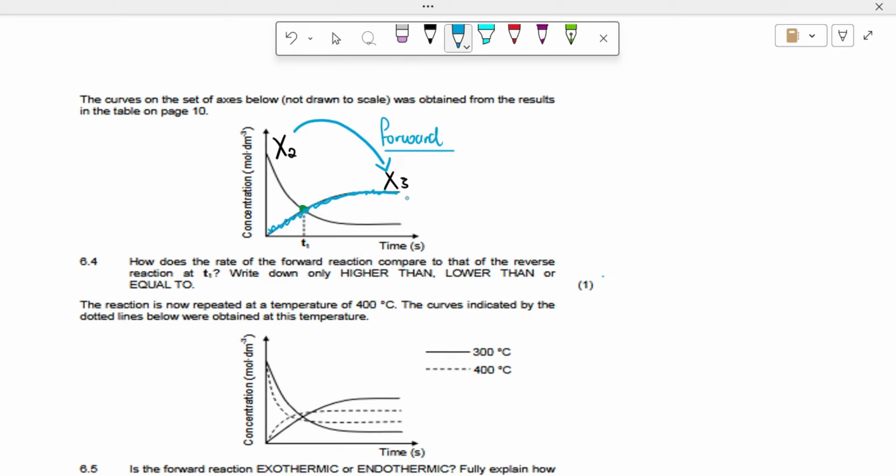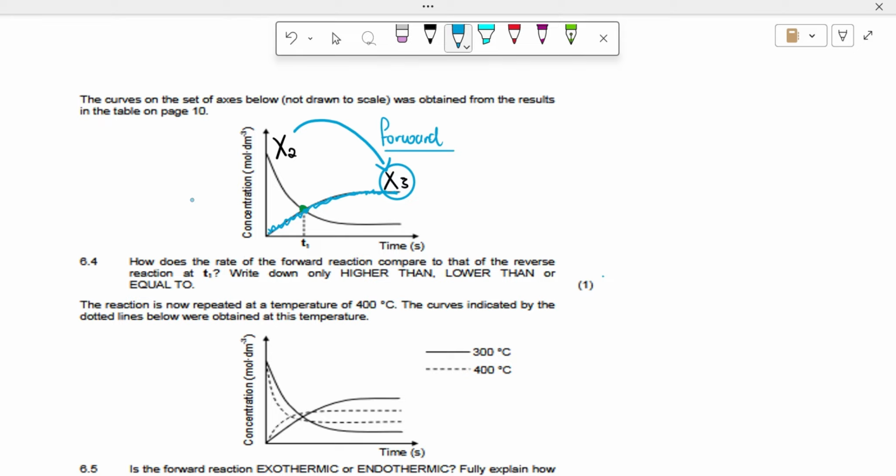So as a result, the rate of the forward reaction, which is the rate of formation of X3, must be higher than the rate of the reverse reaction. Because in this diagram, the forward reaction is when we are forming X3. So as a result, that would lead to the rate of formation of X3 being higher than the rate of formation of X2.